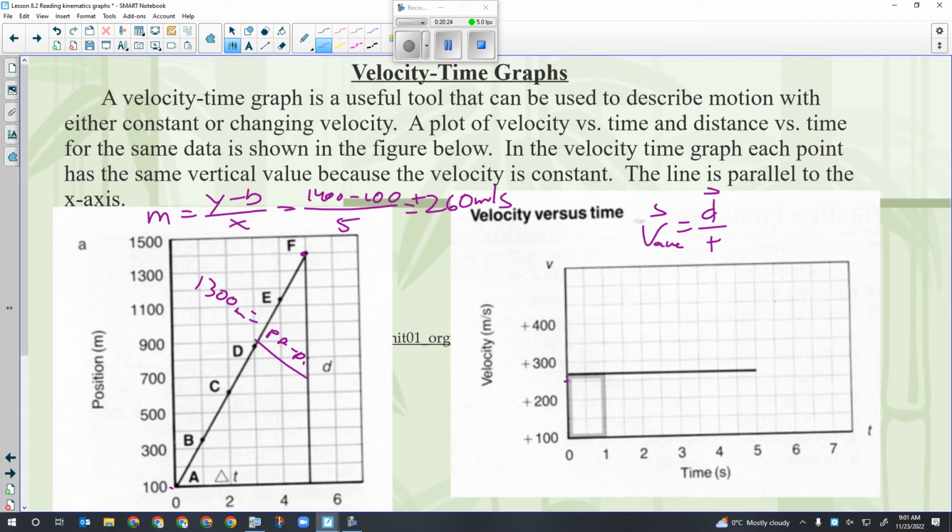Now, effectively, all I did there was take the base of this and multiply it by the height. Agreed? Right? The base was time, 5 seconds. The height was velocity, 260. Okay? And it got me to displacement. Okay. Questions so far? All right.